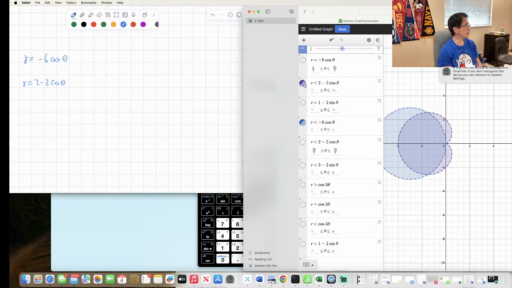You have to find the overlap region. And that's what the AP exam is going to look like.